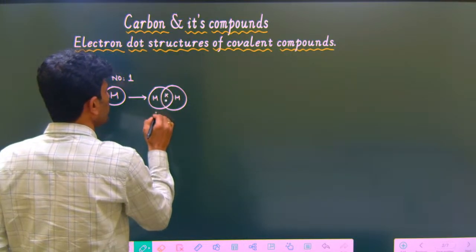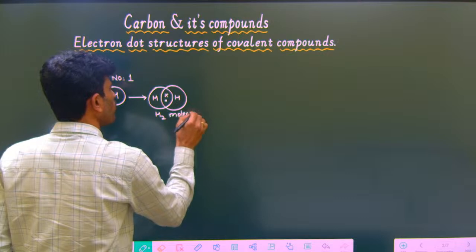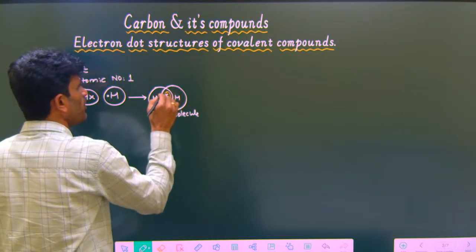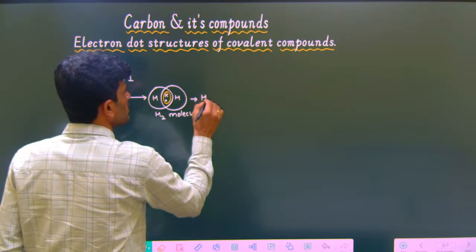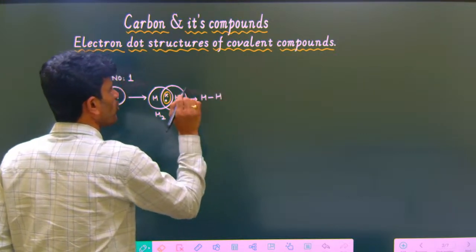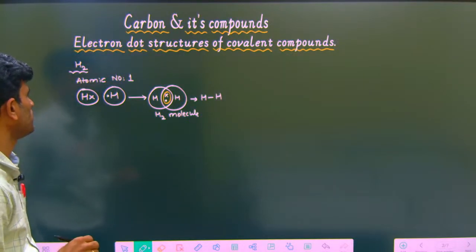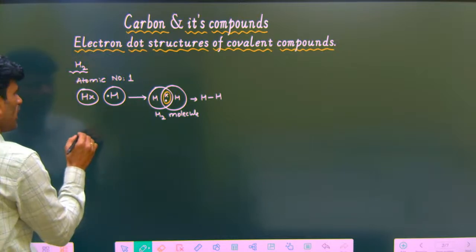H2 molecule is formed. In this, how many pairs of electrons are shared? One pair of electrons is shared. We can also represent it like this: a single covalent bond. It means one pair of electrons is shared between hydrogen and hydrogen. This is about the electron dot structure of H2.